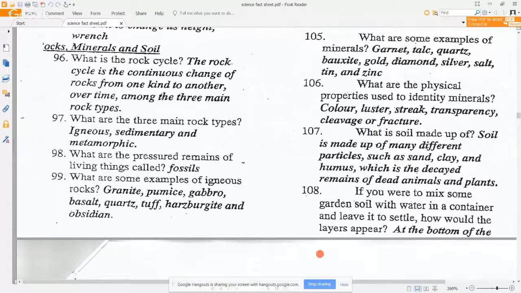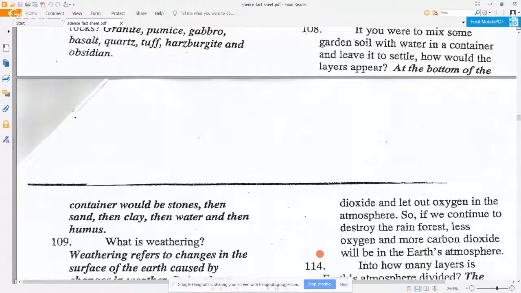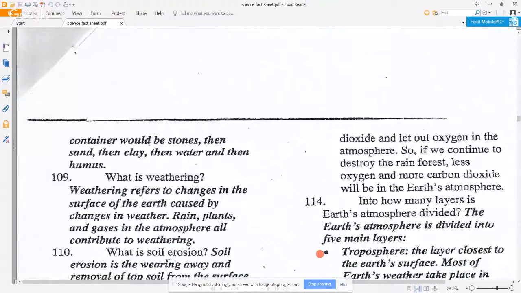107. What is soil made up of? Well, soil is made up of many different particles, such as sand, clay, and humus, which is the decayed remains of dead animals and plants. 108. If you were to mix some garden soil in with water in a container and leave it to settle, how would the layers appear? At the bottom of the container, we would have stones. Just above that, we'd have sand. Above that, we would have clay, then water, then humus. 109.